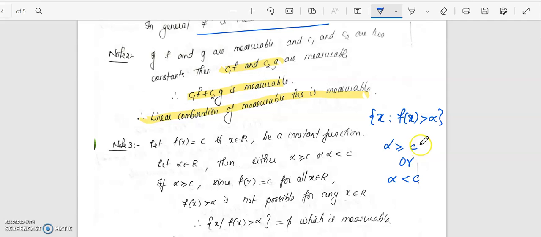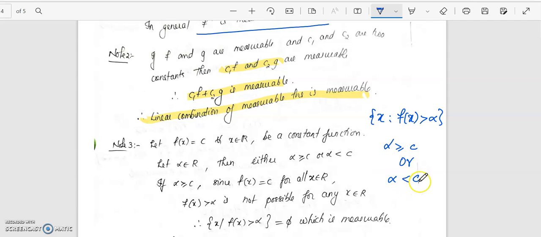So when alpha is greater than or equal to c, this set will be equal to the empty set, and we know that the empty set is measurable. So when alpha is greater than or equal to c, the set of all x such that f of x greater than alpha will be equal to the empty set. So in that case it will be measurable.